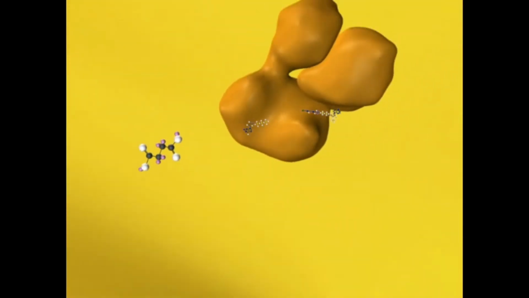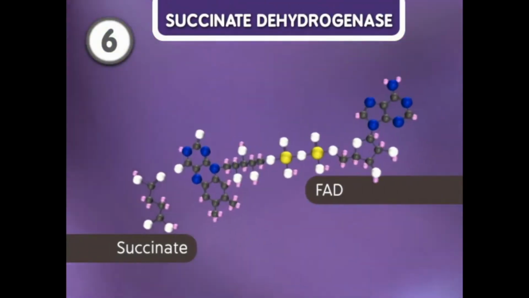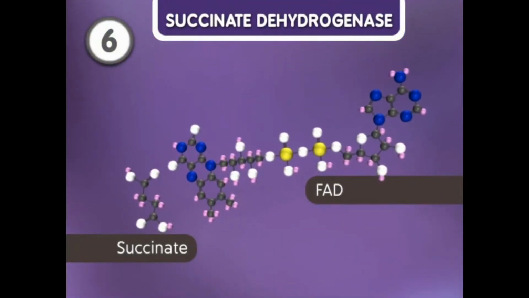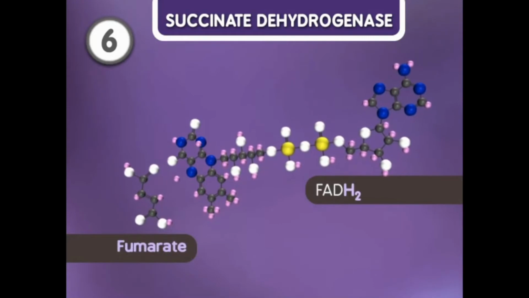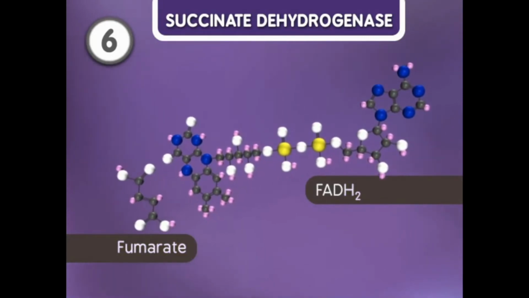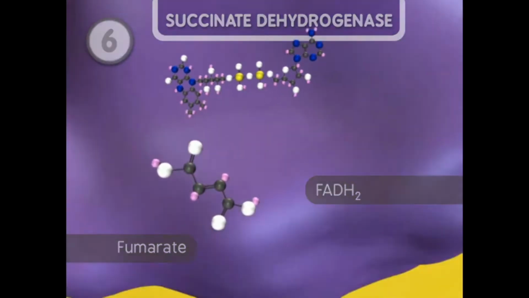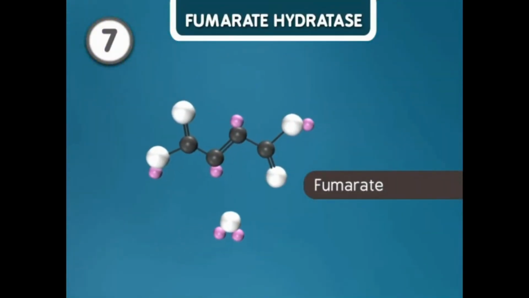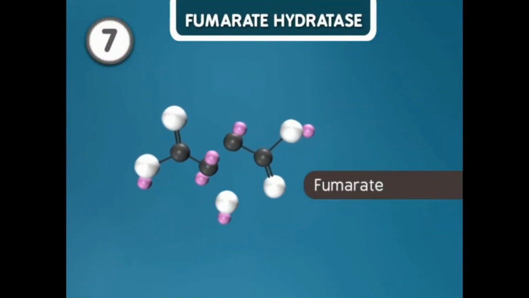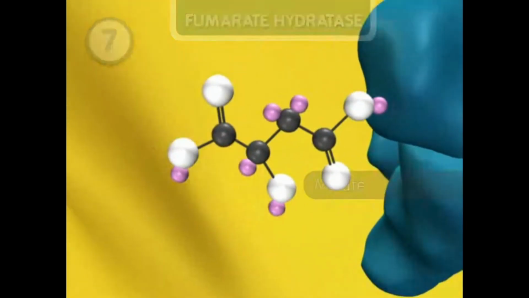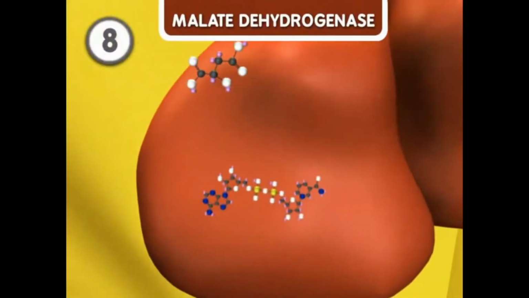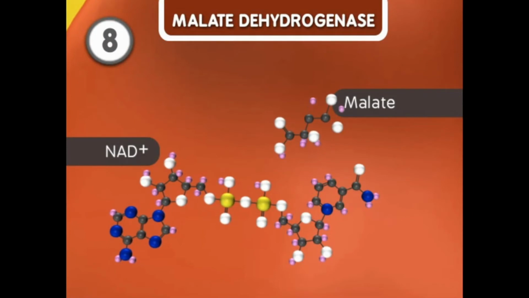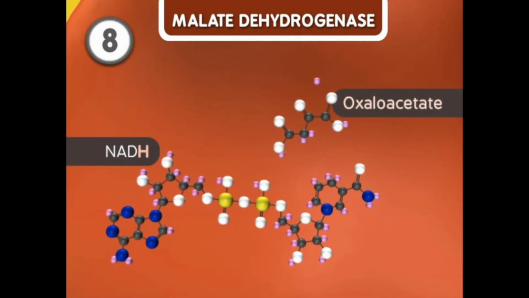In step 6, an enzyme called succinate dehydrogenase converts succinate into fumarate. This step makes FADH2. In step 7, the fumarate hydratase enzyme then converts fumarate into malate. In the final step of the citric acid cycle, a malate dehydrogenase enzyme converts malate back to oxaloacetate.